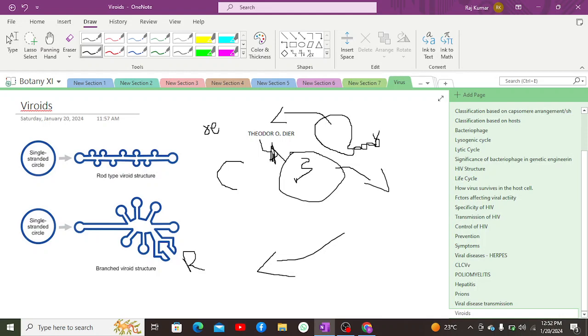It has two mechanisms. First includes replication. It can replicate itself. It has a function of replication. And the second mechanism involves gene silencing. It has a characteristic to silence the gene.